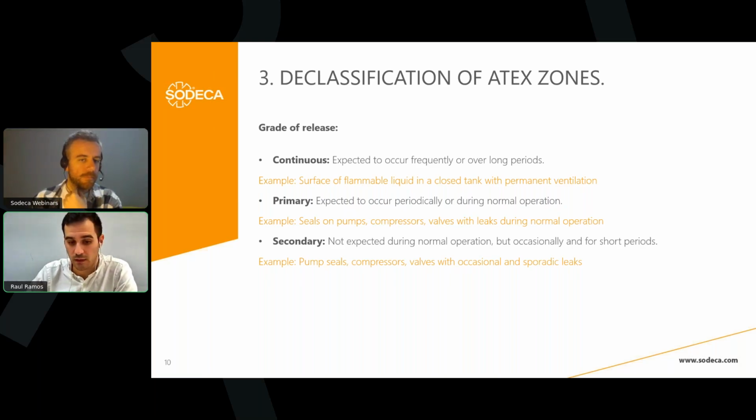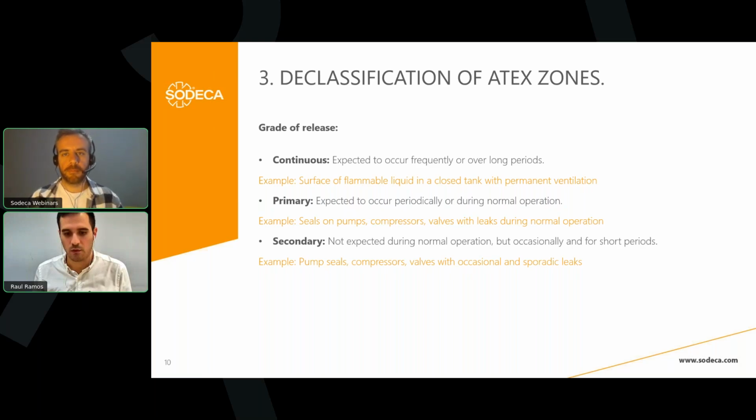In case of a continuous release, that's expected to occur frequently or over long periods. For example, when we have a tank full of gasoline, its surface, with a permanent ventilation, will emanate vapors constantly. Then we have the primary release, which is expected to occur periodically or during normal operation, and we can find it in seals of pumps, compressors, or valves with leaks or releases during normal operation. And the secondary release is the one that's not expected during normal operation, but when it happens, it's only for short periods.